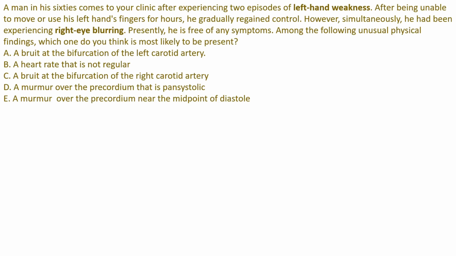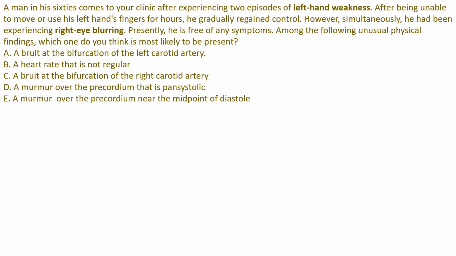A man in his 60s comes to your clinic after experiencing 2 episodes of left-hand weakness. After being unable to move or use his left hand's fingers for hours, he gradually regained control. However, simultaneously, he had been experiencing right eye blurring. Presently, he is free of any symptoms.